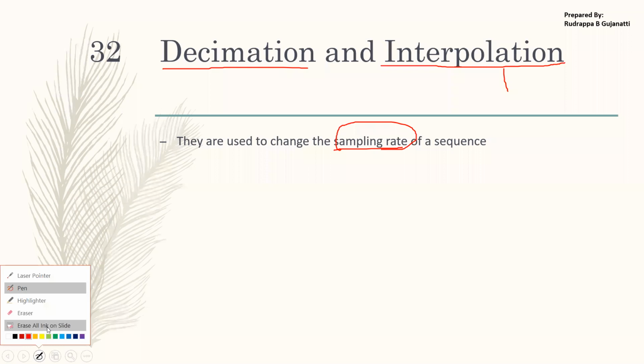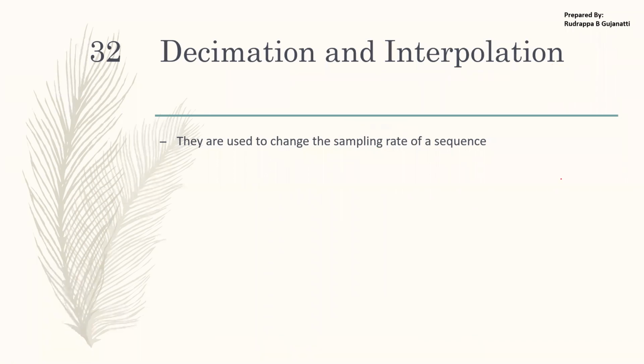Even if you're introducing more samples or reducing the number of samples, you take care that the Nyquist criterion is satisfied. That is, Fs is greater than or equal to 2 times Fm. You're trying to satisfy this, not overcome it. Or else there may be a loss of signal at the receiving end, which will create problems. So decimation and interpolation are basically used to change the sampling rate of a given sequence.